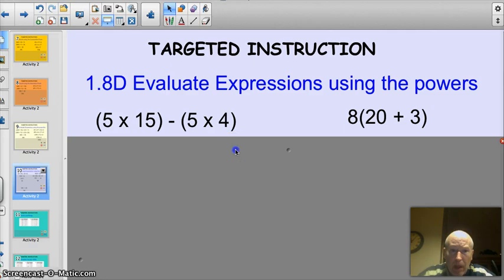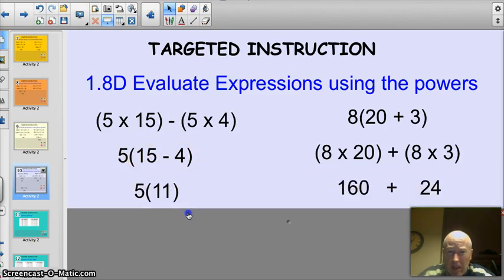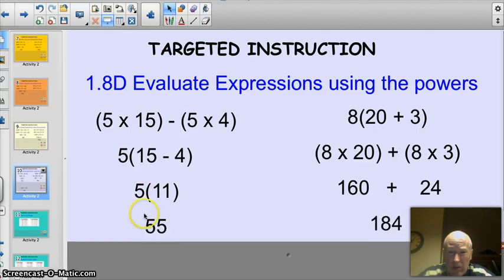Okay, I'm back. Well, in this one here, I don't know what 5 times 15 is. I know what 5 times 4 is, but I thought, well, what the heck? I can rewrite this as 5 times 15 minus 4, because I know that's 11. So then now I have 5 times 11, which I can quickly evaluate as 55.